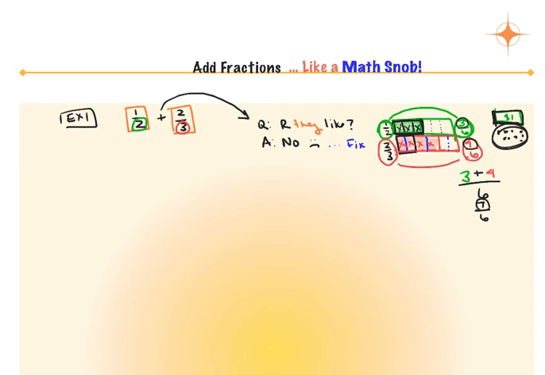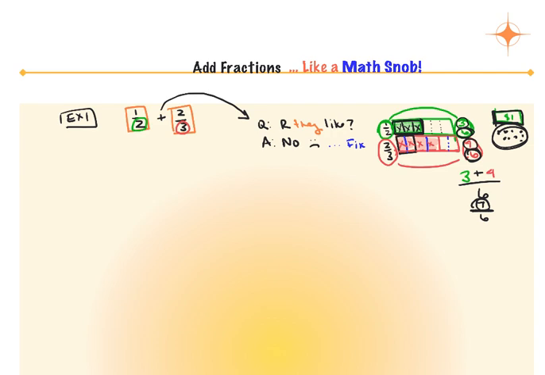So now that they're like and that they're both pieces of 6, I can now count the pieces, because that's what adding really is, counting the amount that we really have. And I can say that I have 7 pieces of 6. Now, how do I do that mathematically so that I don't have to go around creating these crazy shapes?